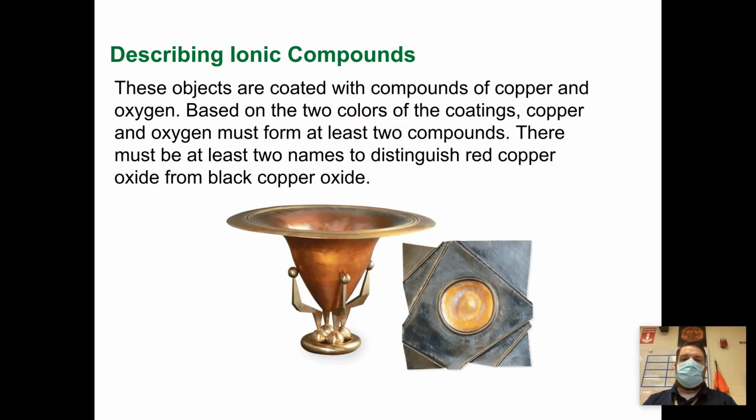So these objects are coated in compounds of copper and oxygen. Based on the two colors of the coatings, the copper and oxygen must form at least two compounds. So they're saying the oxygen in the air somehow interacts with the copper and it changes the color. So there must be two names to distinguish the red copper oxide from the black copper oxide. In other words, it's a combo of copper and oxygen, and one discoloration is red, the other is black.